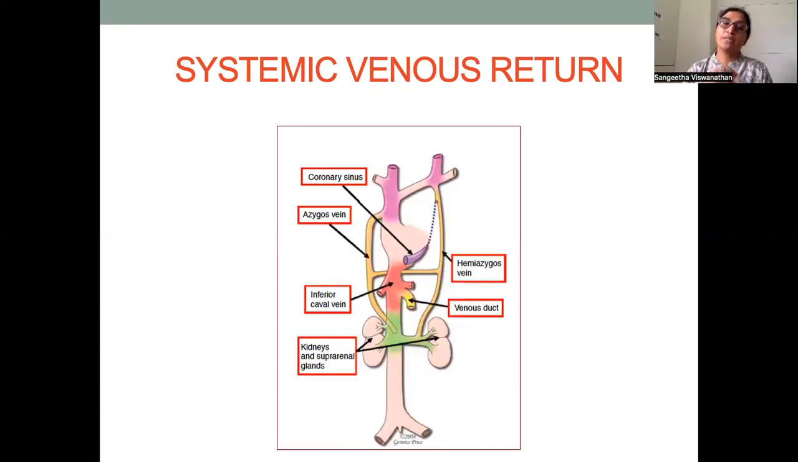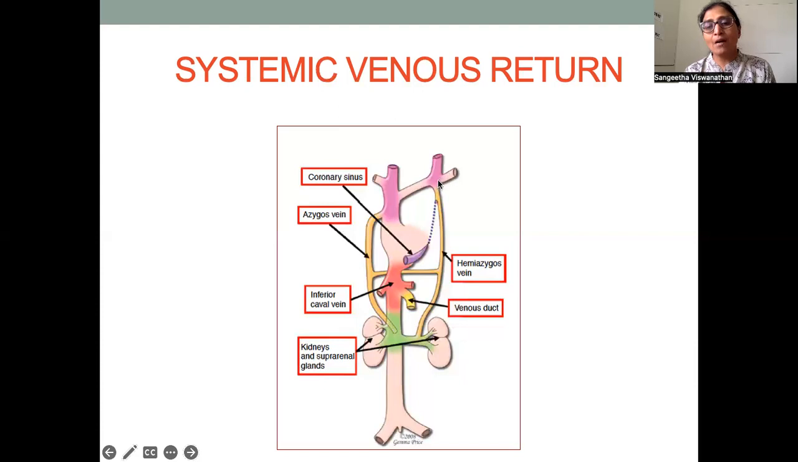So once you have determined the situs, generally we go on to looking at the systemic venous return and the pulmonary venous return. Systemic venous return, we already discussed that in patients with left atrial isomerism, you can have interrupted IVC, and the IVC continues as the azygos vein. So this is an embryonic vein, usually regresses once the baby is born, but it can persist. If the IVC is interrupted, then the IVC may drain using the azygos into the SVC. So this is one possibility.